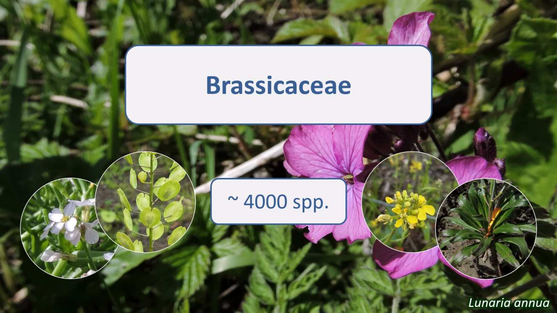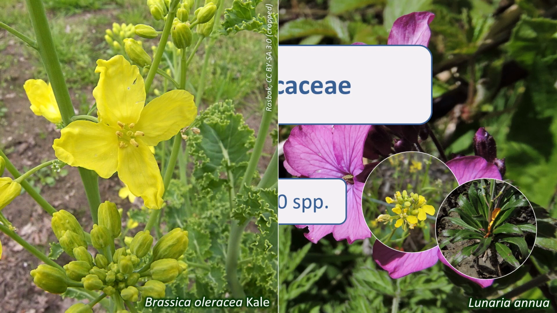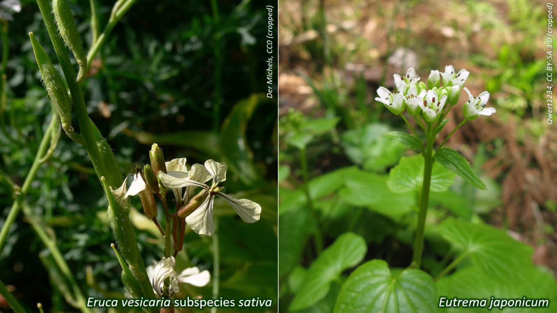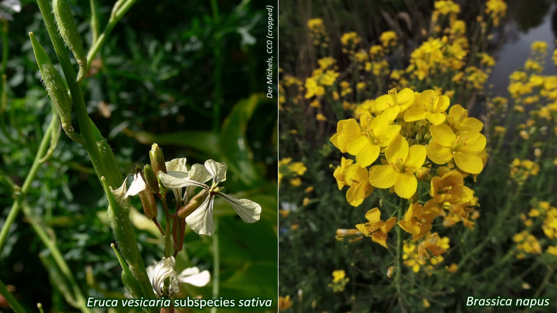Many of our vegetable crops come from the Brassicaceae, including cabbage, kale, Brussels sprouts and cauliflower, all varieties of Brassica oleracea, wild cabbage. Eutrema japonicum, wasabi, and Brassica nigra, black mustard, are used as condiments, and Eruca vesicaria subspecies sativa, salad rocket, and Nasturtium officinale, watercress, as salad leaves. Brassica napus, oilseed rape, is a major oil crop.